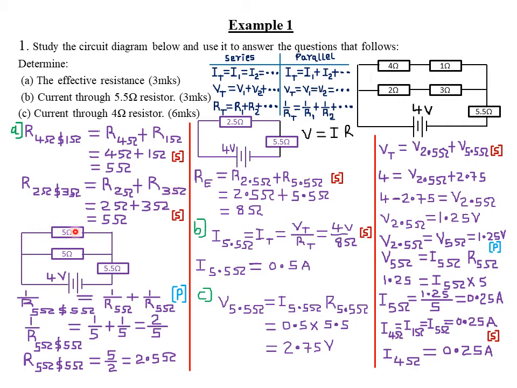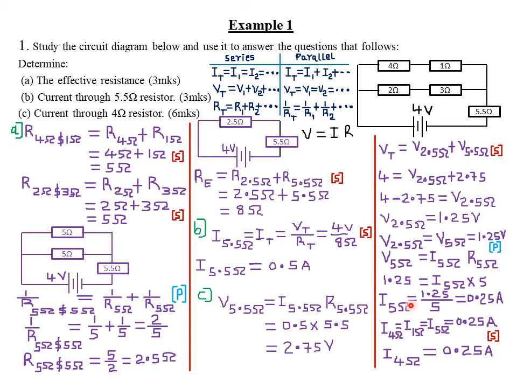Therefore, the current entering this upper junction here, which is the current through the 5 ohm resistor, must be equal to the current through the 4 ohm resistor and the current through the 1 ohm resistor. The reason being the 4 and the 1 ohm resistors are in series connection, and for series connection, I total is equal to I1 is equal to I2. Therefore, the current through the 5 ohm resistor is equal to the current through the 4 ohm resistor and the current through the 1 ohm resistor, courtesy of this particular relationship here.